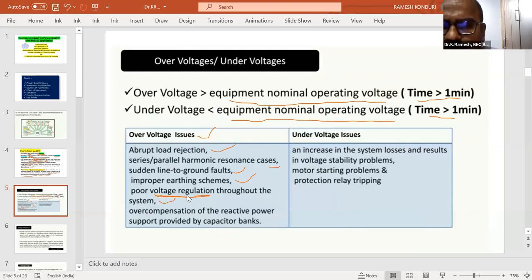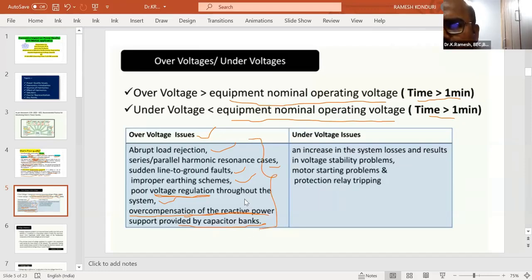Poor voltage regulation throughout the system is one of the issues of over voltage, along with over compensation of reactive power. To maintain the voltage profile is a separate subject, where over compensation of the reactive power support provided by the capacitor banks becomes an issue of over voltage. These are the issues where we have to concentrate.